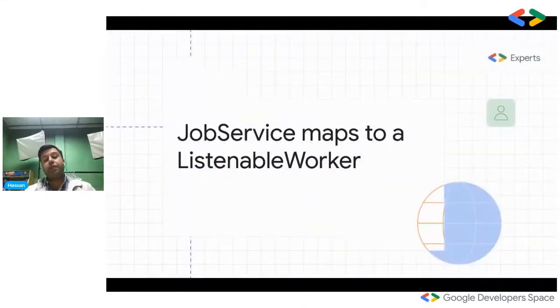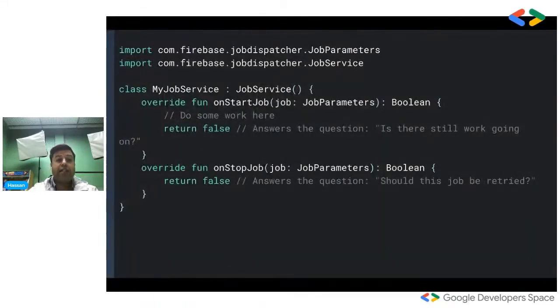So before in Job Dispatcher, we have this job service. Job service is not running on a background thread, it's on the main thread. And what we can do is change it to ListenableWorker. So this is an example of job service used in Job Dispatcher.